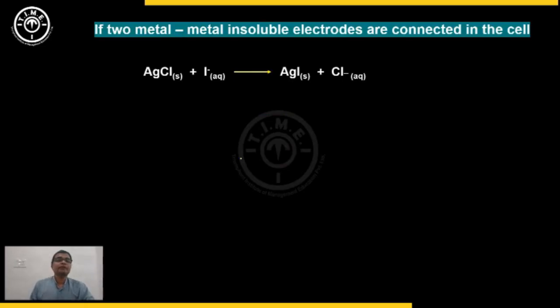Next, if two metal insoluble electrodes are connected in the cell, this is the overall cell reaction: AgCl plus I minus gives AgI solid plus Cl minus aqueous. Here the oxidation state of silver is +1, and here also +1, so no redox connection is there. Here what I am doing is, on both the reactant and product sides, I am adding silver solid.